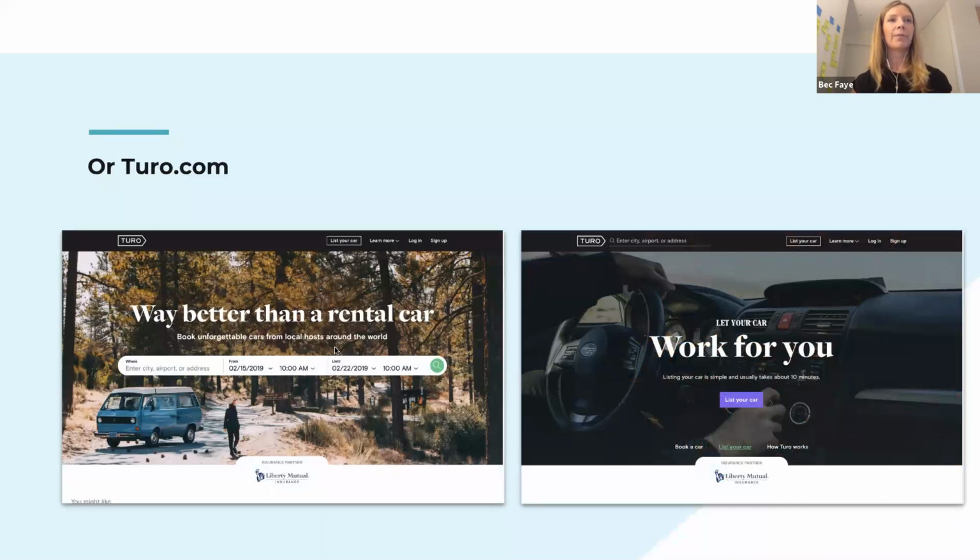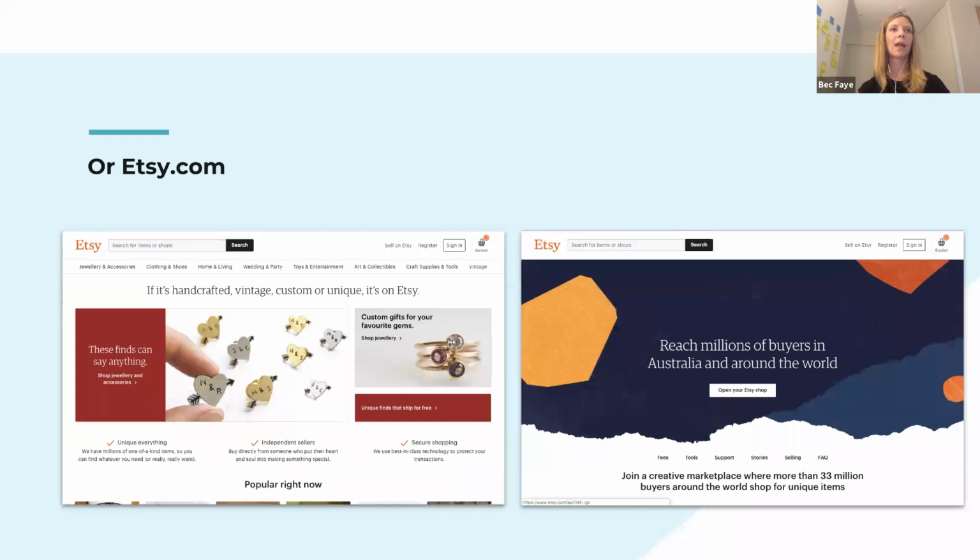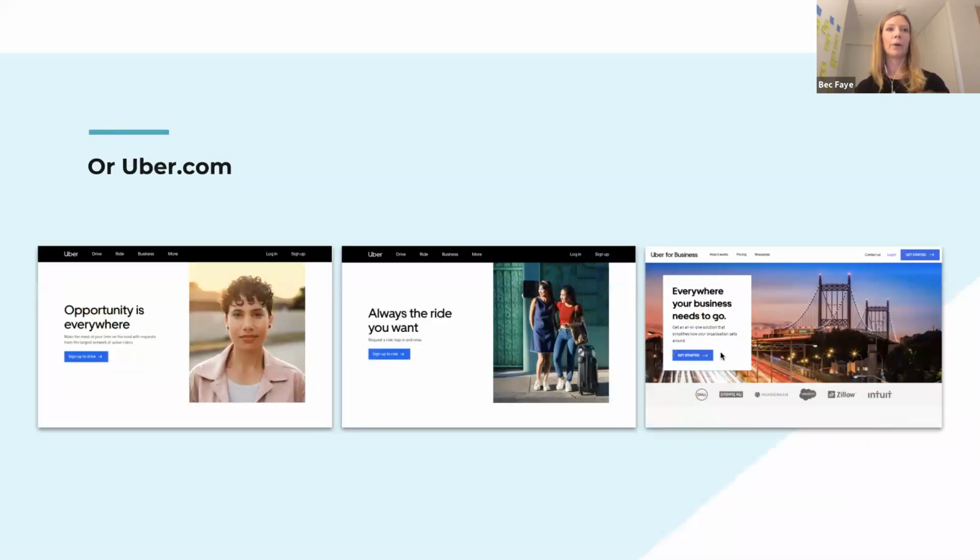On Turo, as you can see here, you have "way better than a rental car," and then you've got "let your car work for you." So again, two very clear, different messages. Now, if you actually go out and look at a lot of the homepages, you'll see what I'm talking about, where there are very clear, distinct messages to one specific user group rather than trying to do blanket messaging for everyone. Etsy as well, and Uber. And Uber have quite a few different subsections as well, particularly for each of their different sub-businesses.